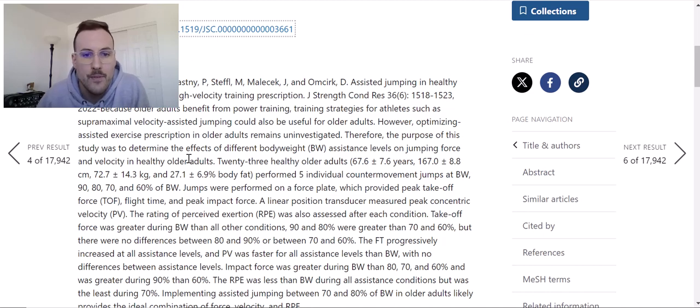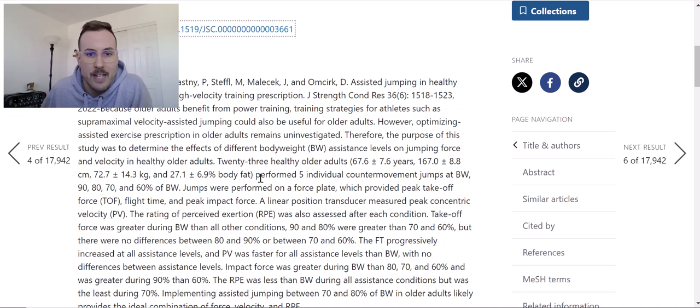Okay, they performed 5 individual counter movement jumps at body weight, BW, 90, 80, 70, and 60% of body weight. So that to me says they used some sort of assistance, probably like resistance bands or something like that, that was removing some of their body weight while they were jumping, right? So at 90% of body weight, that was basically 10% help. 80% of body weight, 20% help, you guys get it, right? 60%, I could jump over a building if I only had to feel 60% of my body weight fighting against me as I was jumping.